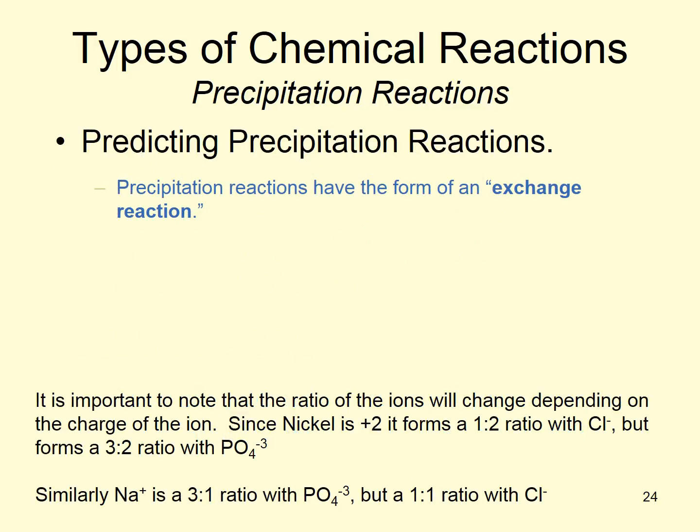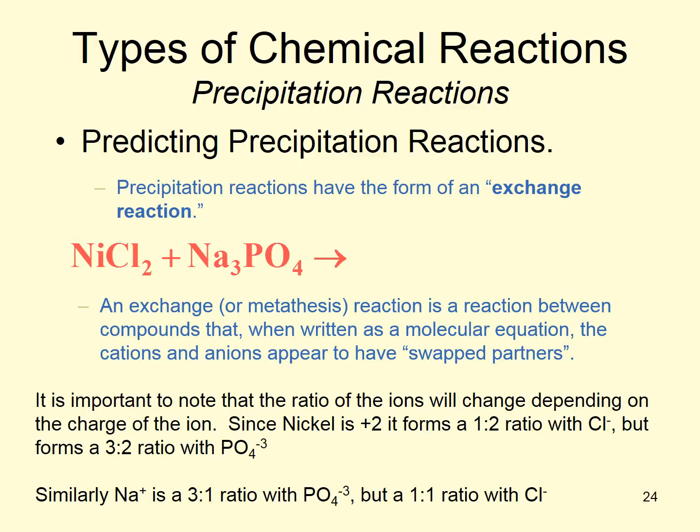Okay, so let's look at those again. Again, we're going to swap partners. The nickel is going to go with the phosphate and the sodium is going to go with the chloride. But now we have to be careful, because even though nickel is a +2 and chloride is a -1, when nickel joins up with phosphate, it's going to have a different ratio. So we call this an exchange reaction or a metathesis reaction.